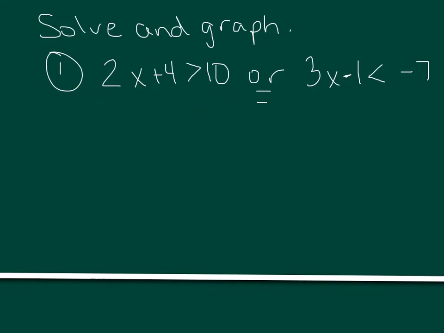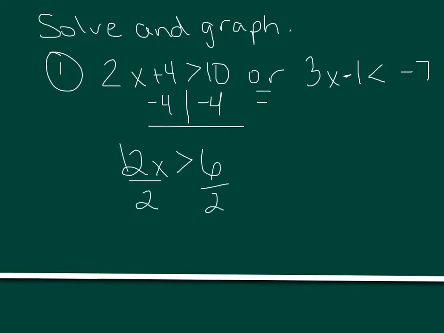this one. So if I was to solve that one, I could put my line down here. I would subtract 4 from both sides. So you have 2x is greater than 6. And then I would divide both sides by 2. So x is now, we divided by a positive number, so I don't need to flip the sign. So x is greater than 3. So that's one of them.